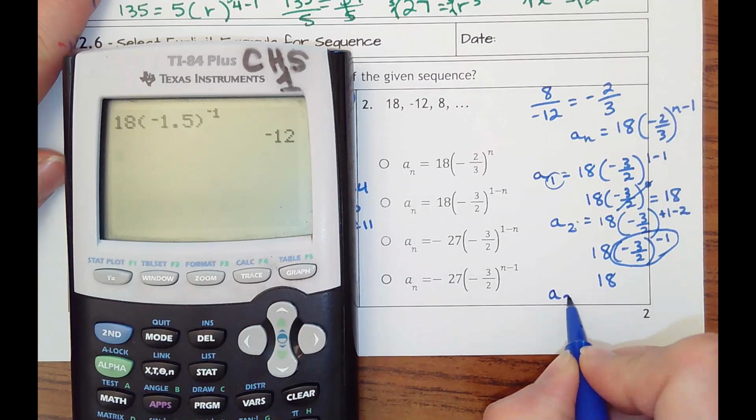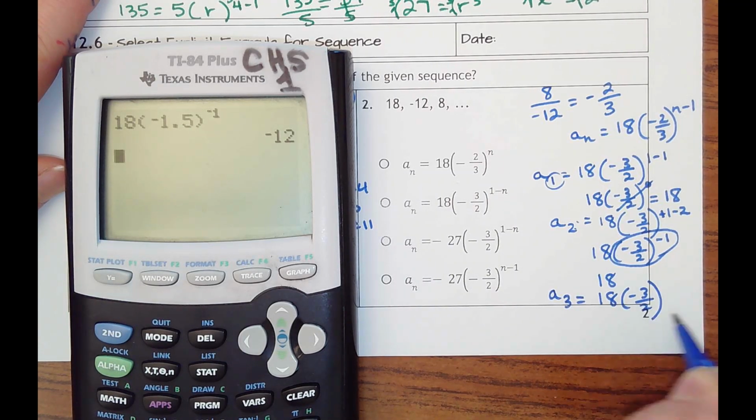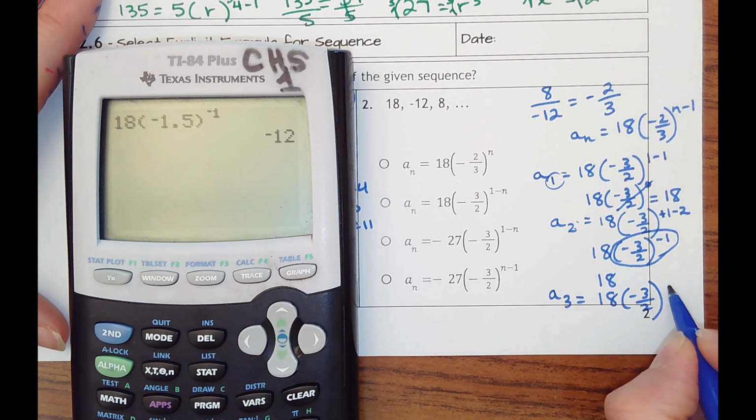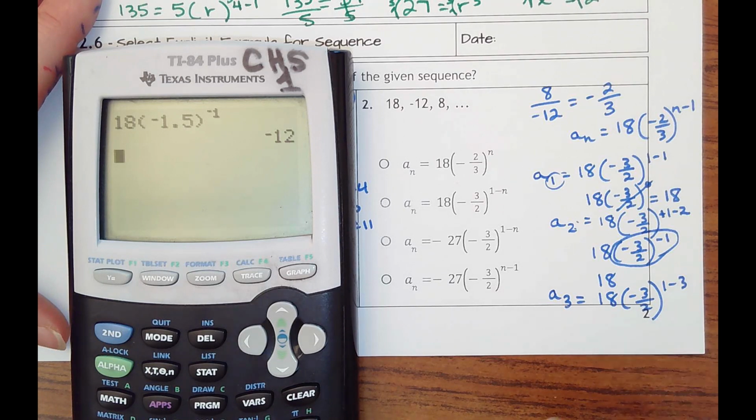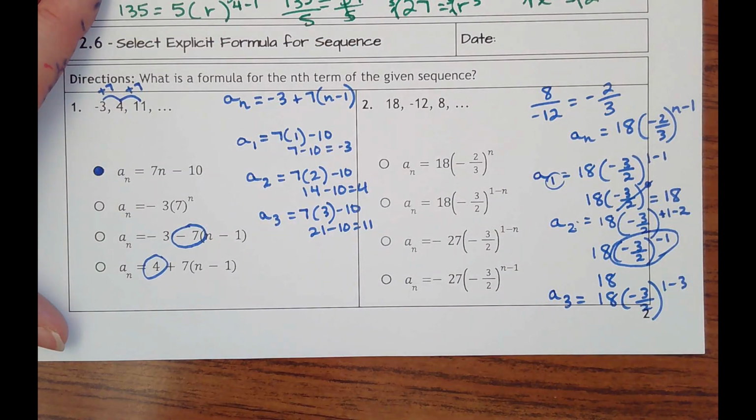Let's try a sub 3. Be 18 times -3 halves to the 1 minus 3, which would be to the -2nd power. So do 18 times -1.5 again, to the -2nd power, which is 8. So it actually is that one. So it was kind of convenient that I tried it.